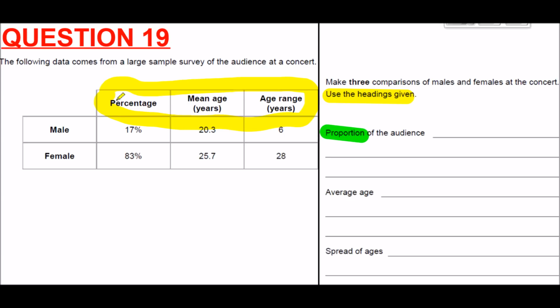Proportion links to percentage. Average can relate to the mean, because mean is a type of average. Mean is the usual average people use, in fact. If you just say average, rather than thinking the mean, mode, or median, people will assume it's the mean. And spread, range measures the spread of data. The smaller the range, the smaller the spread of data. Range measures spread and also consistency.